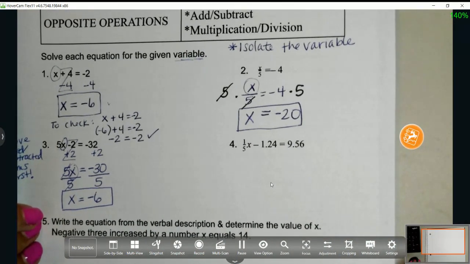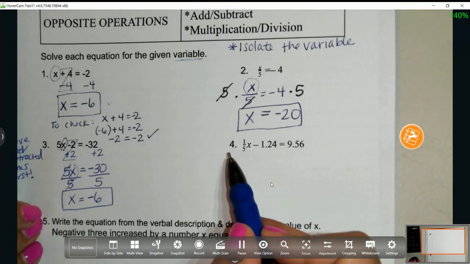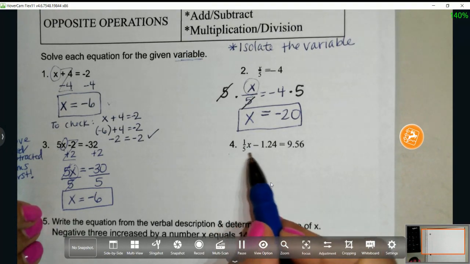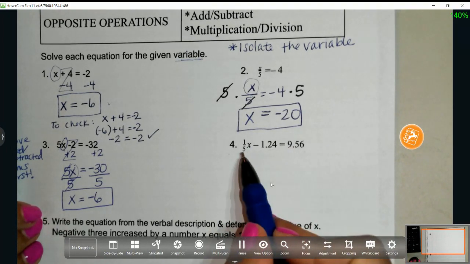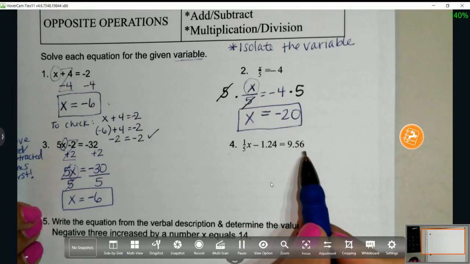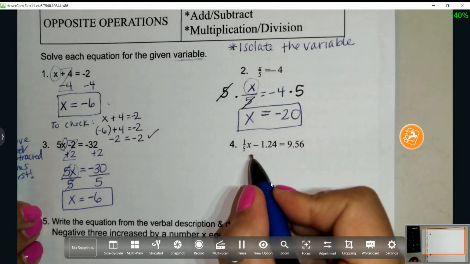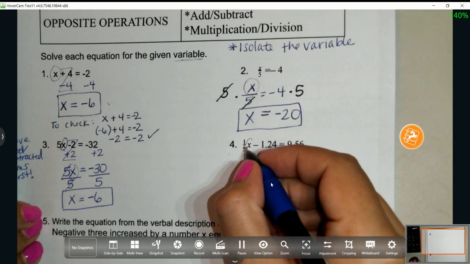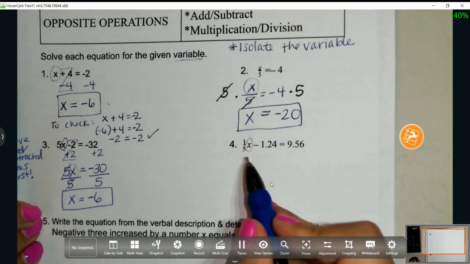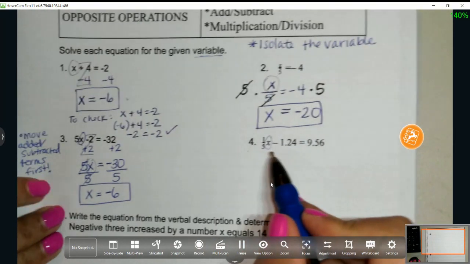And then the last one we're going to do for this part of the video is going to be number 4. So number 4 gets a little uglier, right? So we do have some decimals here. It's going to be all right, though. We are going to follow the same process. Get that x alone. I want to isolate the x.